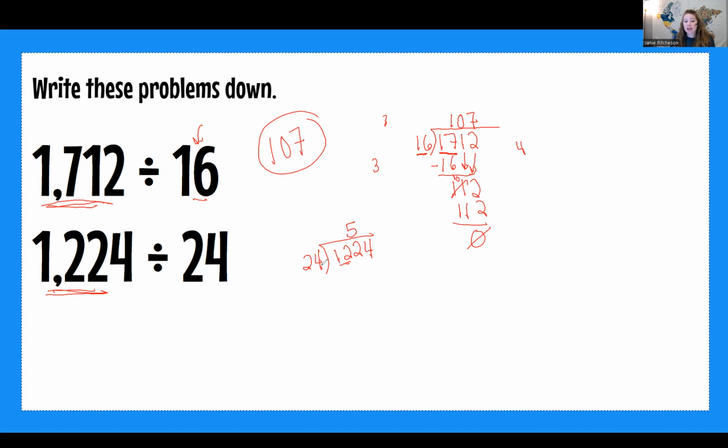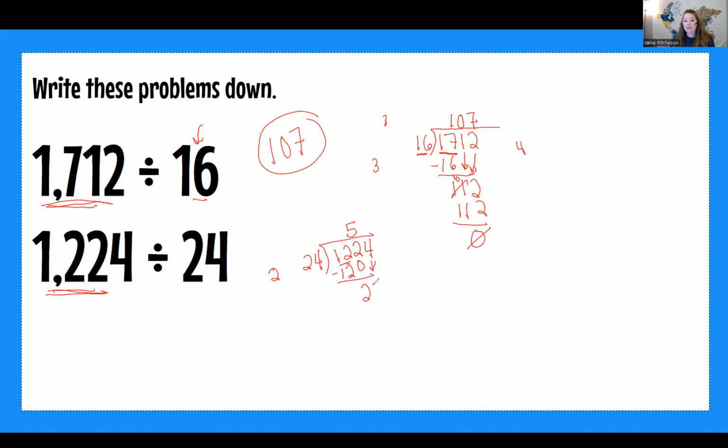All right, so 5 times 4 is 20. Write down the 0, carry the 2. 5 times 2 is 10, plus 2 is 12. I'm going to subtract, and I get a remainder of 2, and that's good. It's less than my divisor.